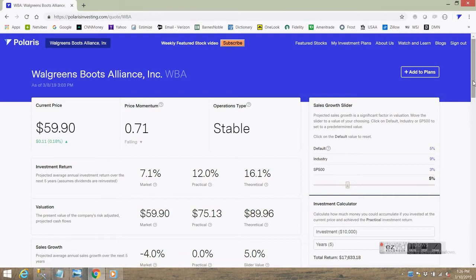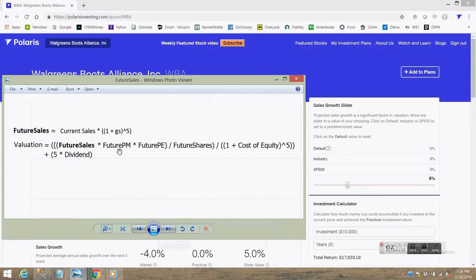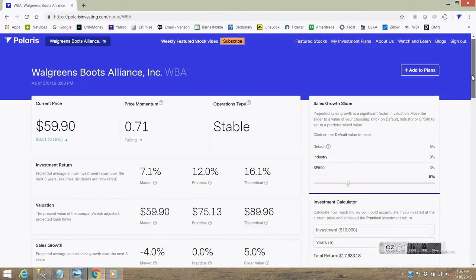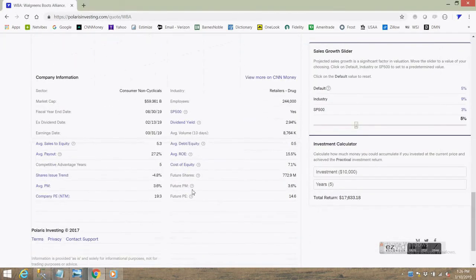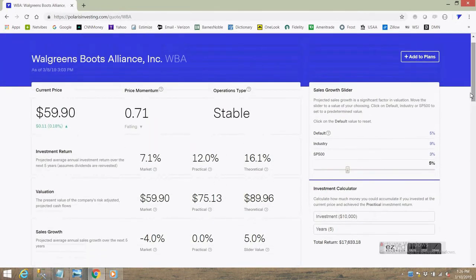Now, other values that go into the formula, namely profit margin, PE, future shares, cost of equity, and even the dividend, are shown here at the bottom of the ticker page. And you can indirectly change these through the sales growth slider, but that's discussed in other videos in this series.